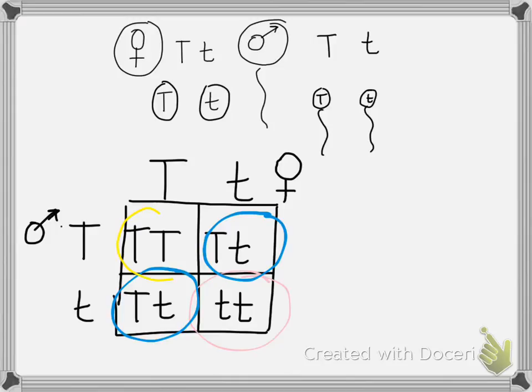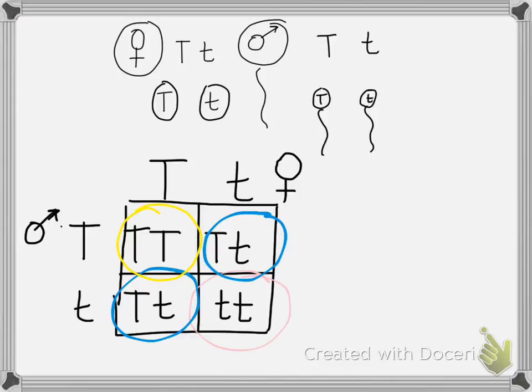So if we look at this, the chances of them having a homozygous dominant, 2 dominant alleles, big T, it's about 1 in 4. The chances of their offspring having a heterozygous genotype, big T, little t, about 2 in 4, about half. And the chances of their offspring having a recessive homozygous, little t, are about 1 in 4.